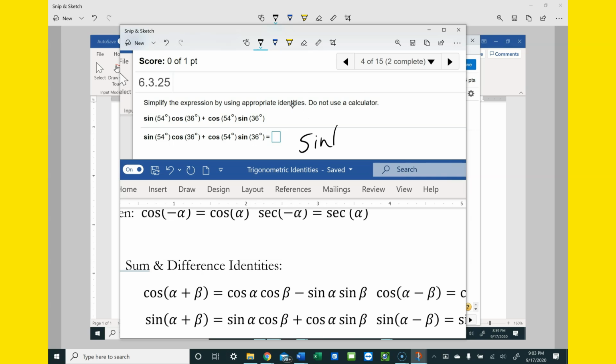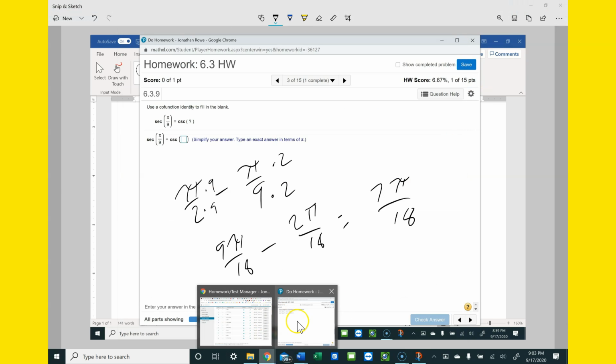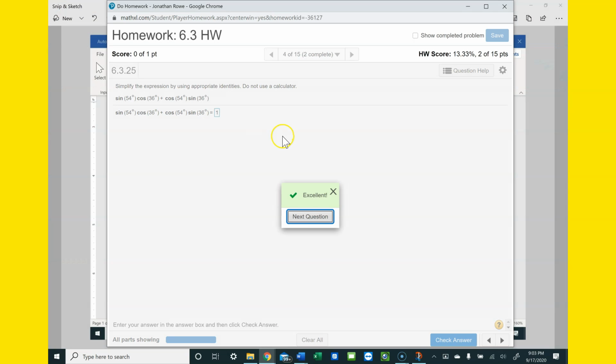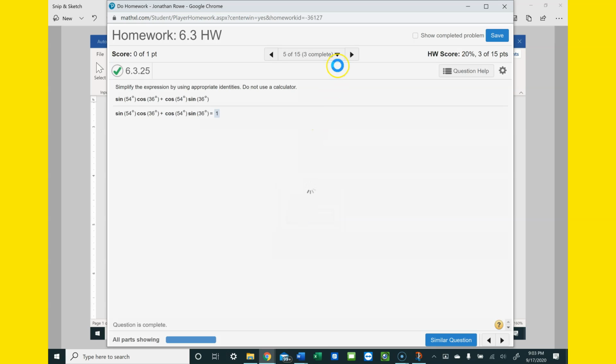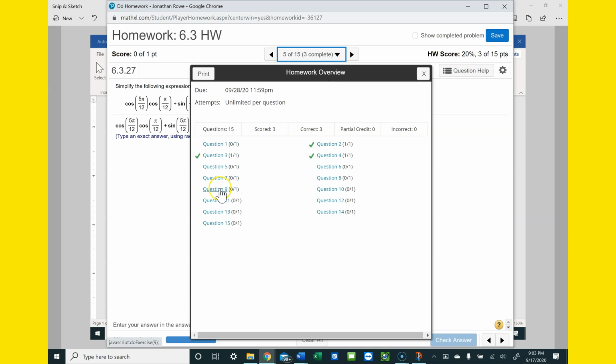So this will be the same thing as sine of 54 plus 36, which is sine of 90. And sine of 90 is 1. So 1 should be the answer. Let's see if we get that as a correct answer. We type it in. It should be 1. And it is. All right, let's go on to some different kinds.